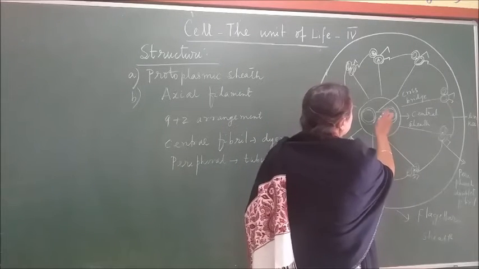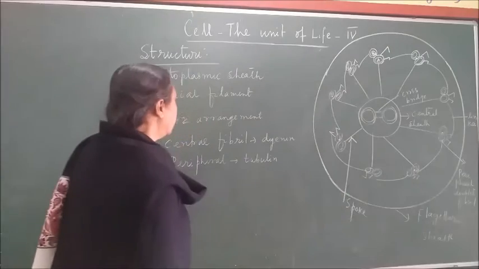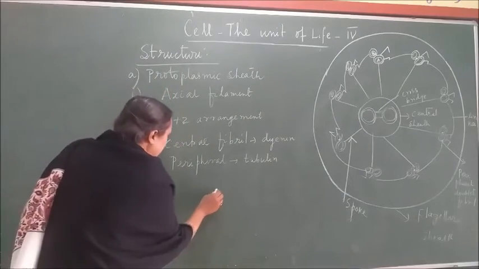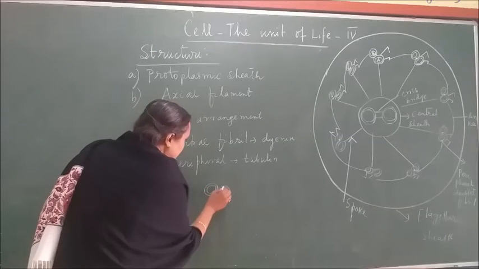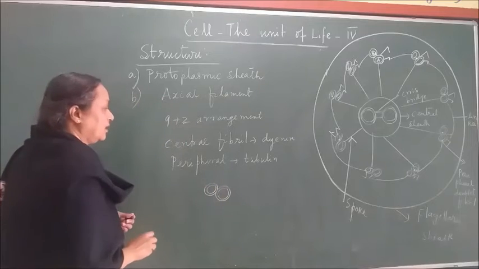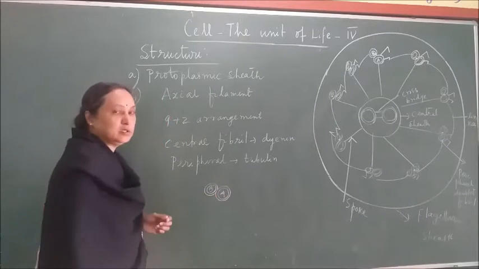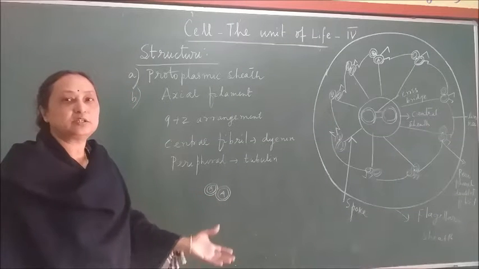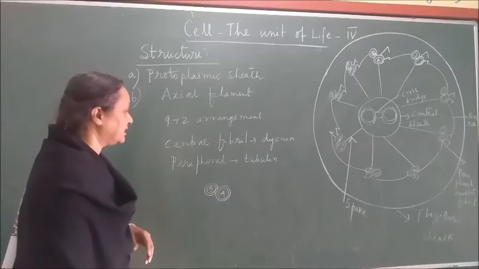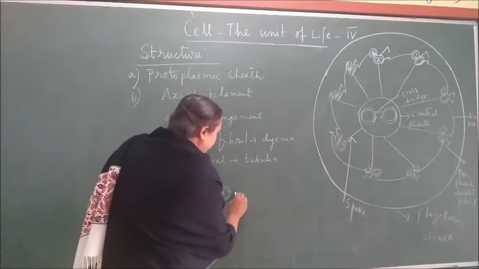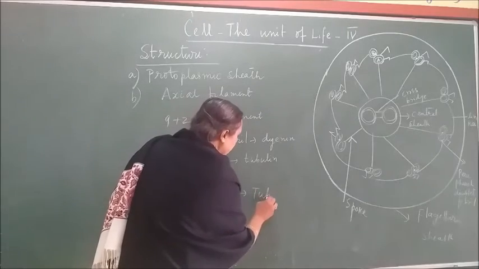These 2 fibrils are connected with the help of a cross bridge. In each microfibril you can see there are 2 in number, just like this. One is called A and another is called B. The A is found towards the inner side, whereas the B is found towards the outer side. And these 2 fibrils are made up of a protein called tubulin.